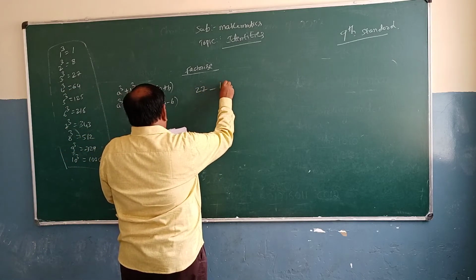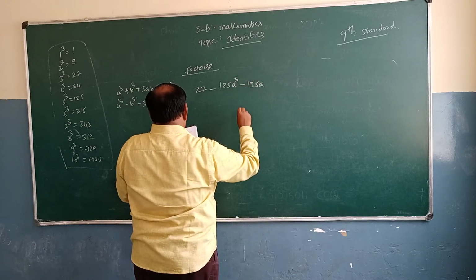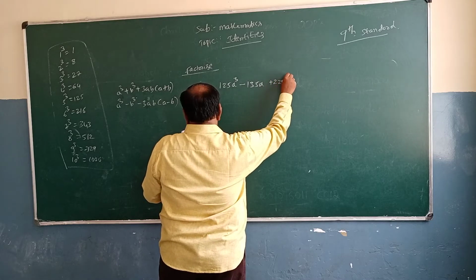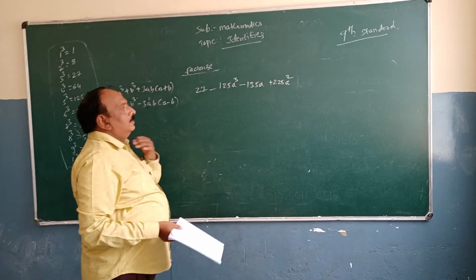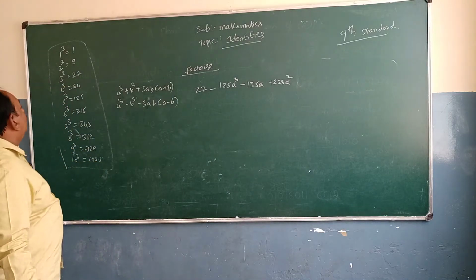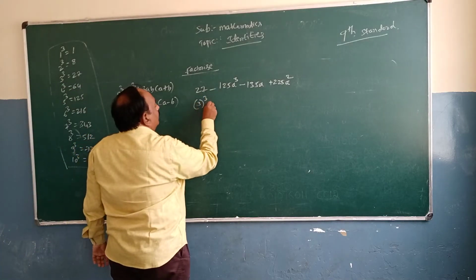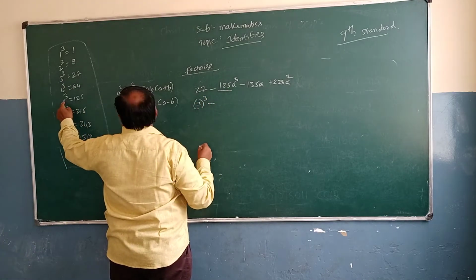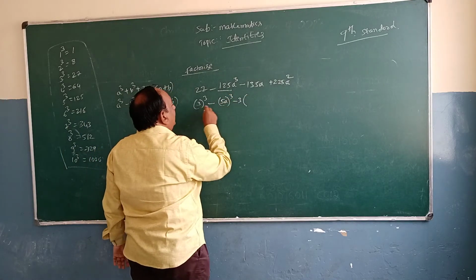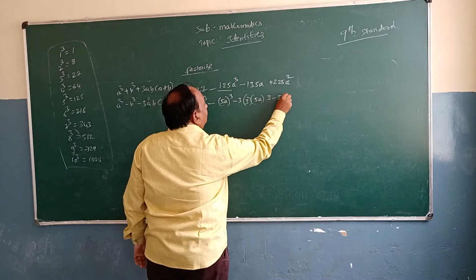27 minus 125a cube minus 135a plus 225a square. So this is also somewhat different problem. You know the cube root of 27 is 3 whole cube, minus the cube root of 125 is 5a whole cube. 3 into what is a? 3. What is b? 5a into 3 minus 5a.